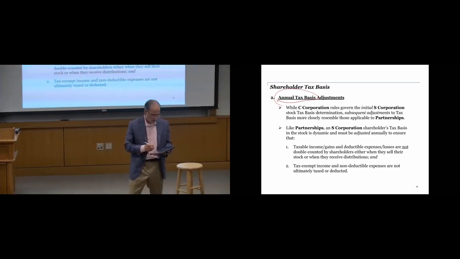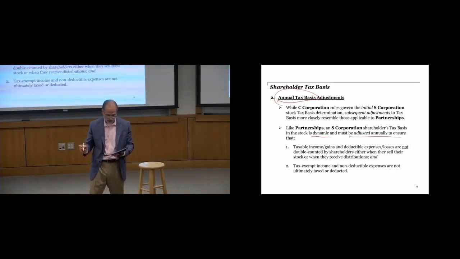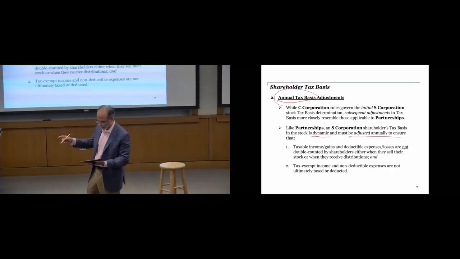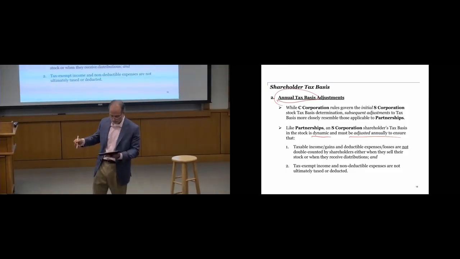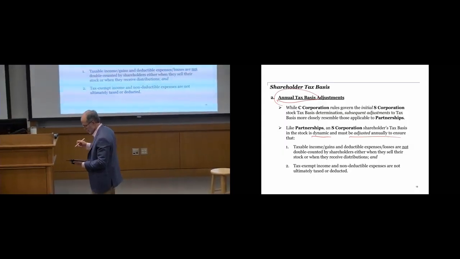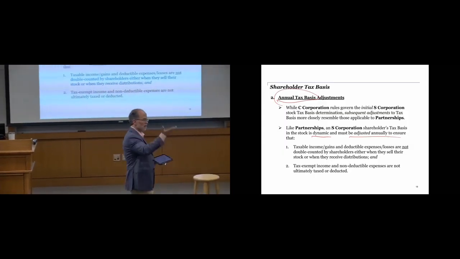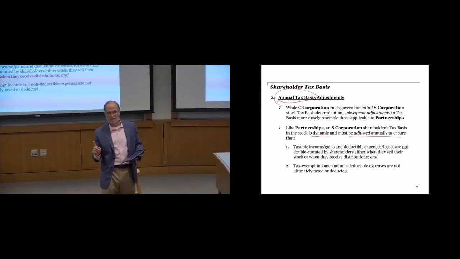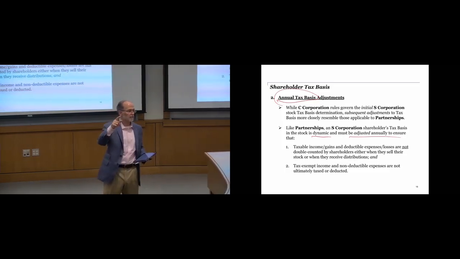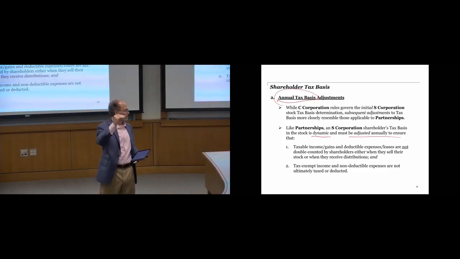So, like partnerships and S corporations, tax basis is dynamic and must be adjusted annually to ensure that taxable income, gains, and deductible expenses and losses are not double counted by shareholders either when they sell their stock or when they receive distributions. So, as income flows up to me, I increase my basis. When cash comes out, I reduce the basis back down. So it's kind of like a measuring stick. It goes up when I make money, it goes down when the money comes to me.